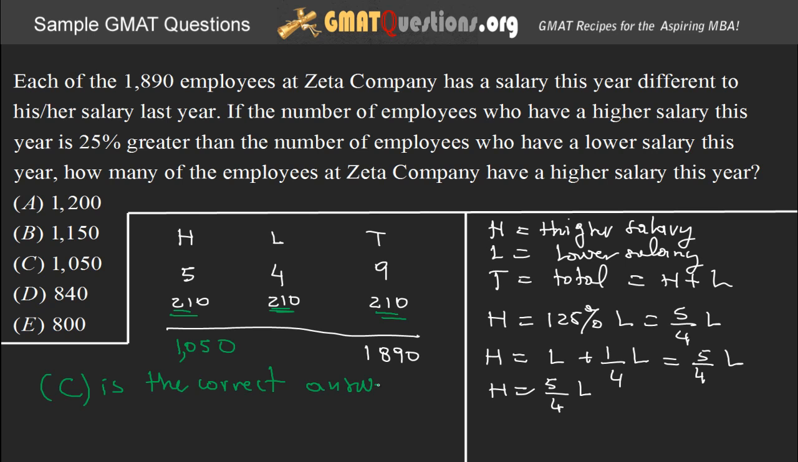I hope you liked the way I solved this question, turning basically a percentage problem into a ratio problem. So study this and understand how I did it. I did this essentially because we have two entities that add up to a total.